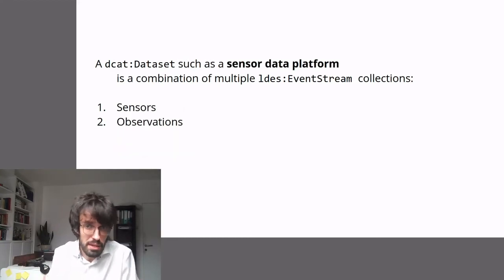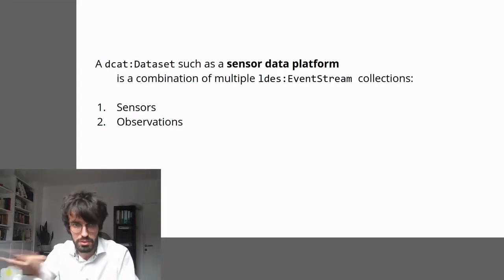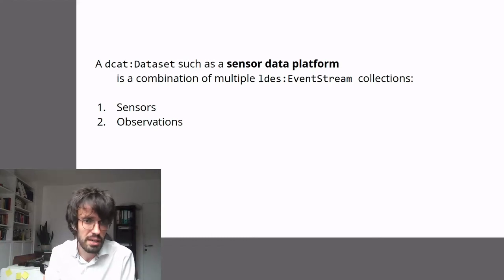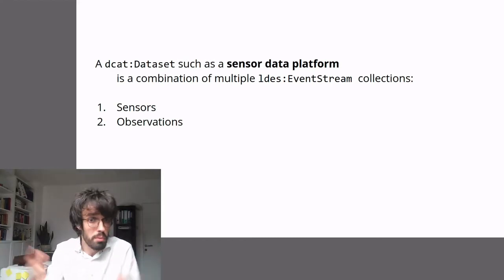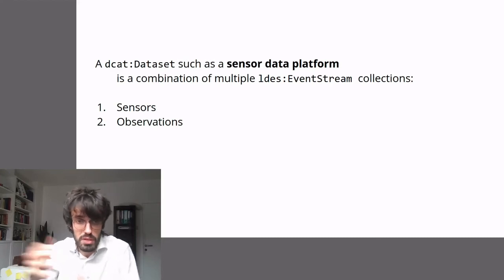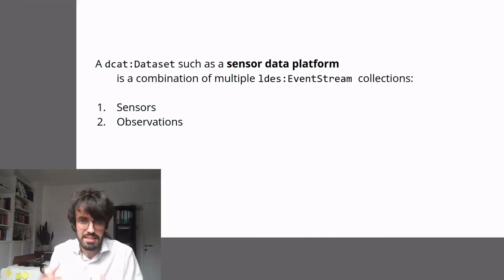So you'll also be able to see this as part of a DCAT catalog. Now, a sensor data platform, exactly the same idea. You can just implement it as multiple event streams. One for the sensor objects: if you add sensors to your network, you'll add them at the end of that sensor linked data event stream. And for the observations themselves, all the observations made by all the sensors, you can also put them in one collection. Or maybe you decide to put all the observations per sensor in a separate linked data event stream. It's up to you how you design your information architecture, how you design your data sets. A dataset is just a collection of multiple event streams.